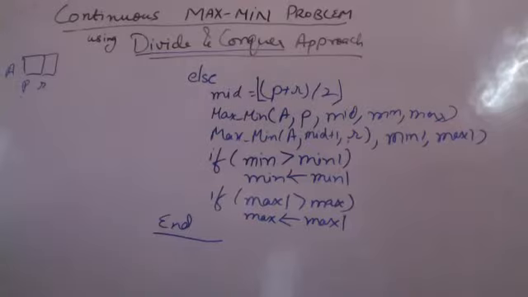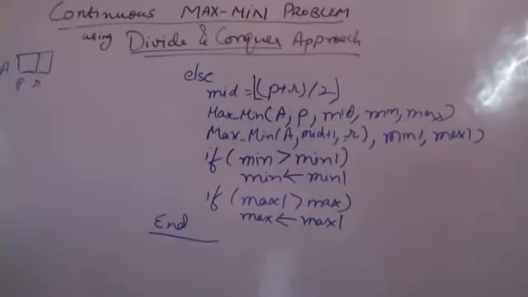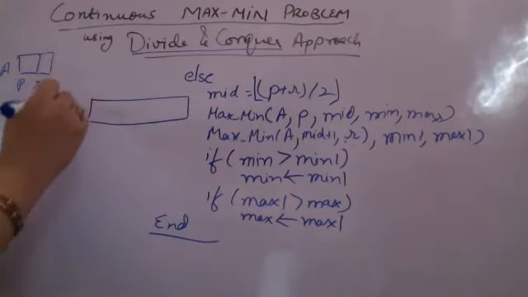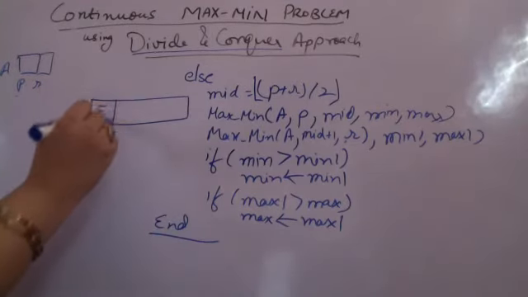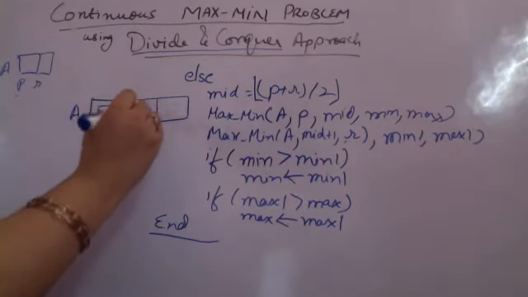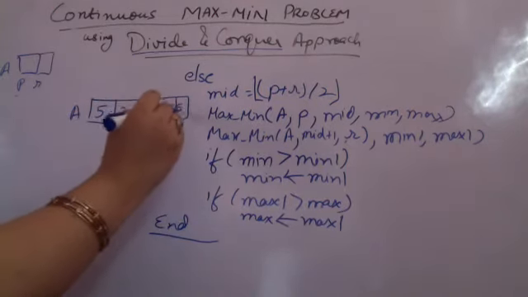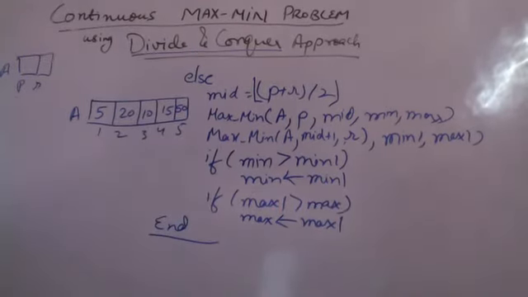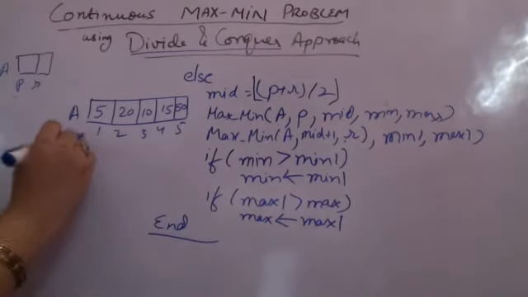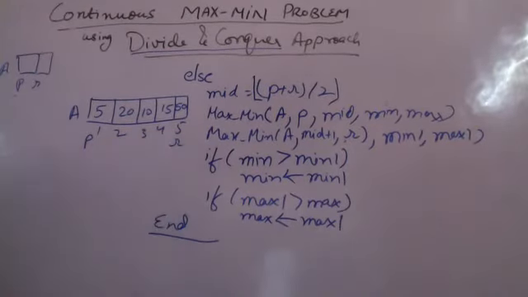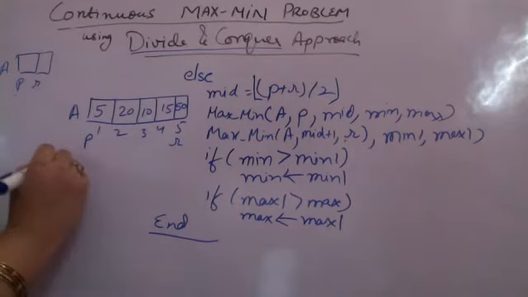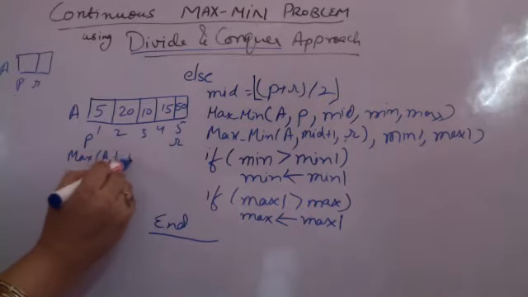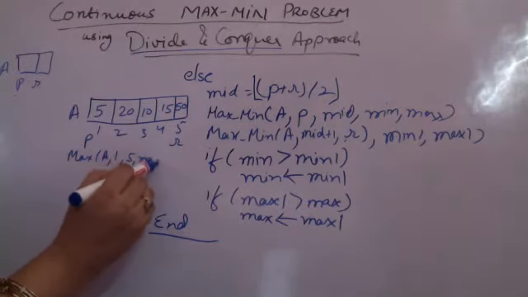So if you want, I will just take a small example and make you understand what we are doing over here, and what is happening when the algorithm is running. Supposedly I am having a list A of some elements, say 1, 2, 3, 4, 5 elements are here. So initially when max min is called, P is equal to 1, R is equal to 5. You are passing A, you are passing 1, 5, and you are having a max and min here for this particular problem.